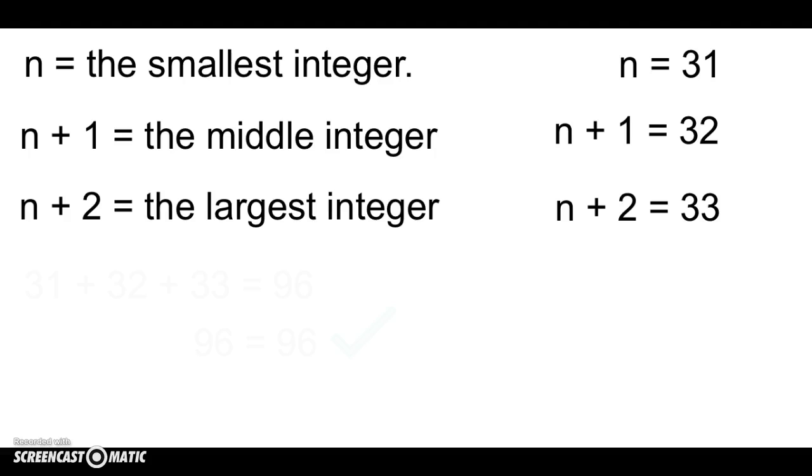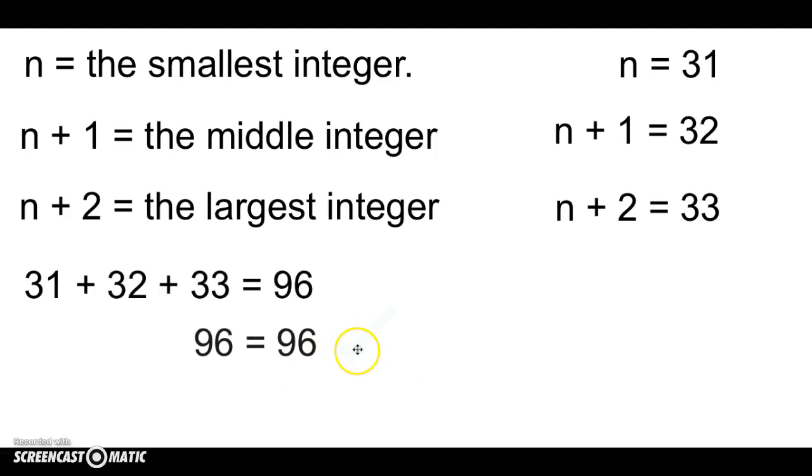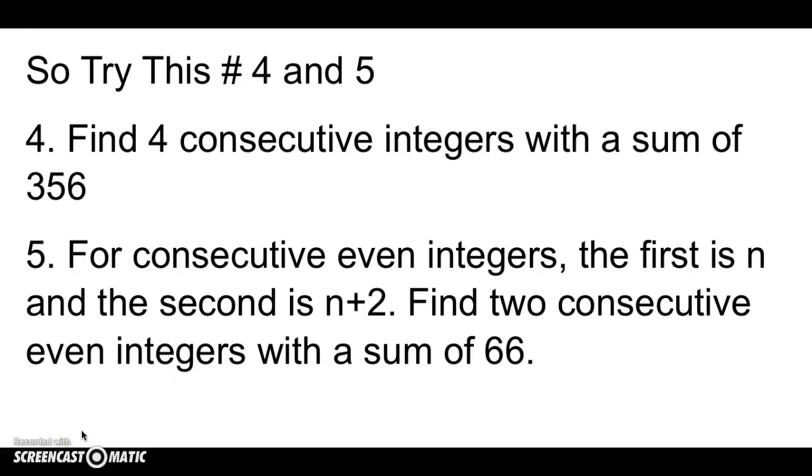However, that's not what the problem was asking for. It wanted all 3. So the smaller number is 31, the middle number is 32, and the largest number is 33. Is that reasonable? Is 31 plus 32 plus 33 equal to 96? Yes, it is. Please do Try This, numbers 4 and 5, on your own. Pause the video here and then replay to look at the solutions. All right, I'll see you back in a minute.